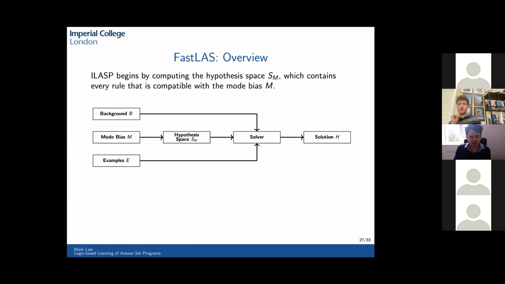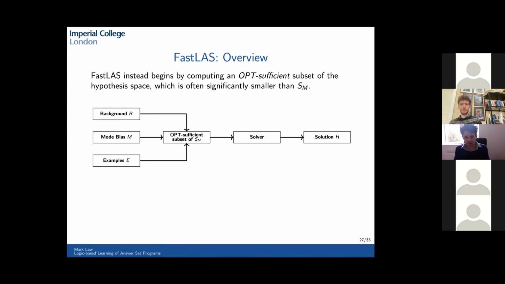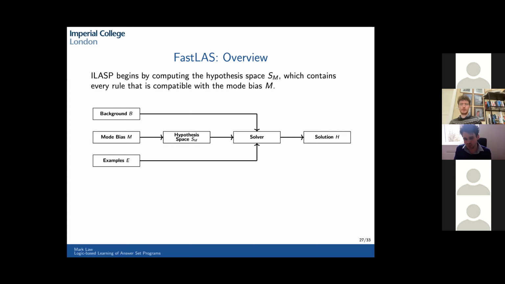So how we achieve scalability is that instead of computing the hypothesis space in full at the start of the task, we do something very different. If we were to compute the hypothesis space at the start of the task, it could be too big, which means by the time we get to the solver, it is overwhelmed, or we could even run out of memory before we hit the main solving part.